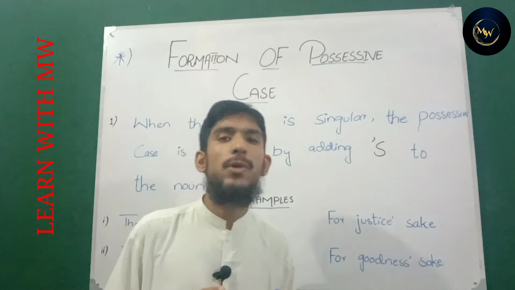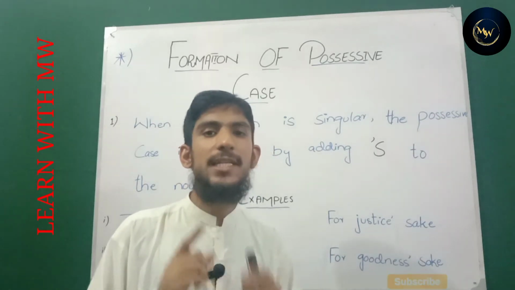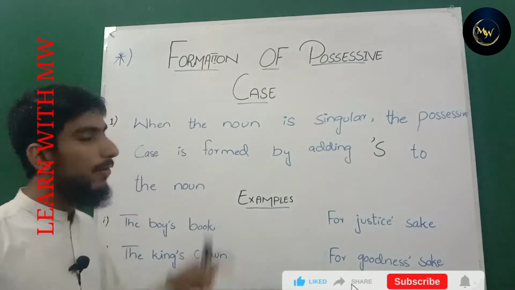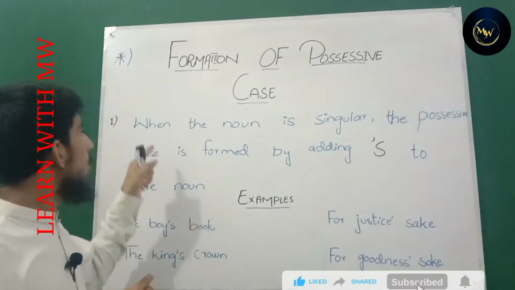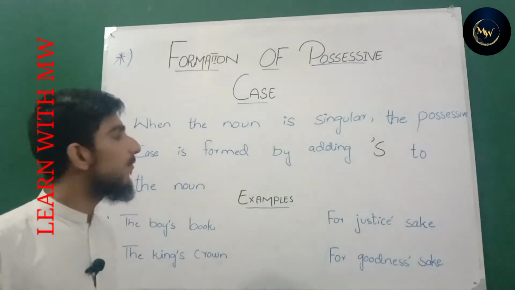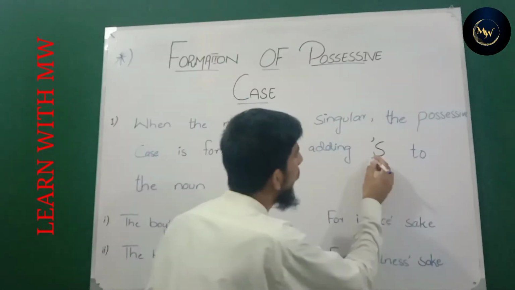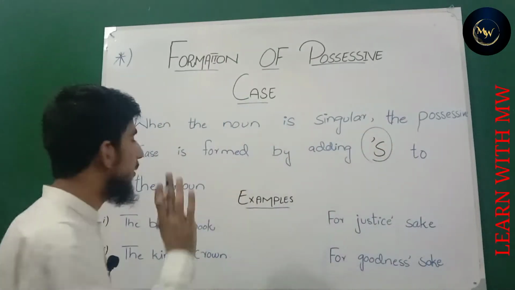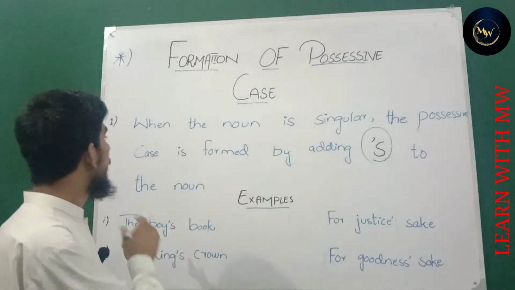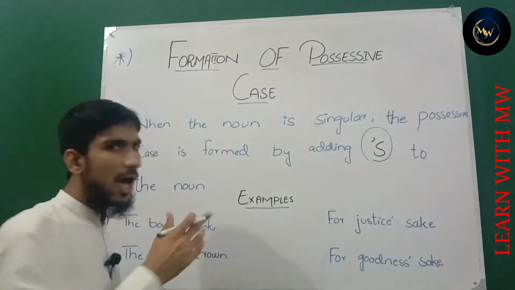The native writers have written certain rules or techniques. In this video we will discuss those techniques and rules one by one. So let's start. The first technique for the formation of the possessive case is that when the noun is singular, the possessive case is formed by adding apostrophe s to the noun. Again, when the noun is singular, the possessive case is formed by adding apostrophe s to that singular.